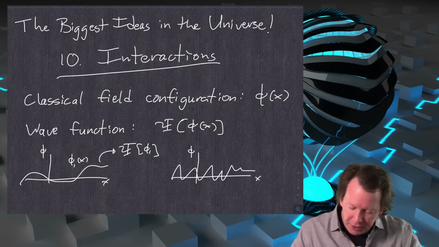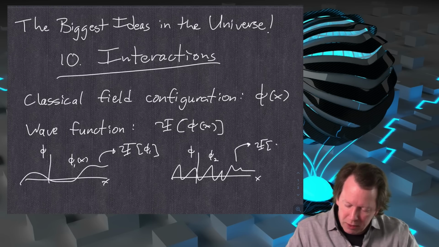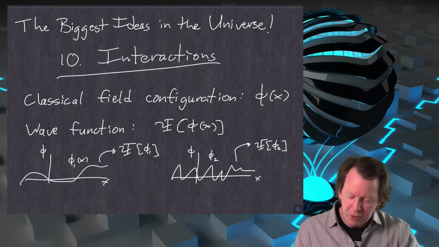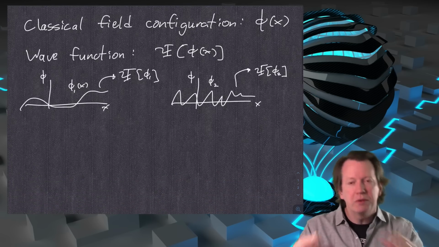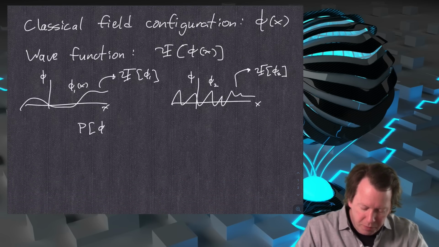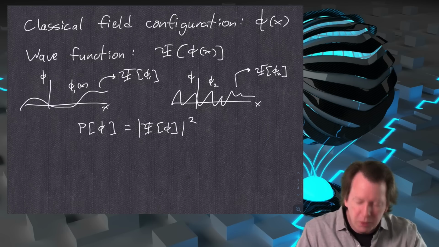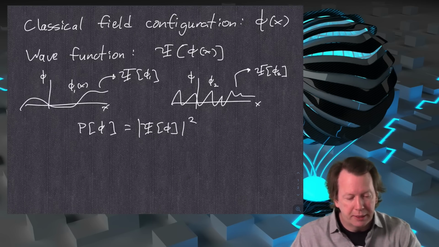So here's another configuration you could have, call that phi2. And in the quantum theory, you would have an amplitude for that being the actual field configuration. And then you measure it, you observe the field everywhere somehow, and the probability of observing some particular field configuration phi is just the wave function for phi absolute value squared. That's the Born rule for quantum field theory.